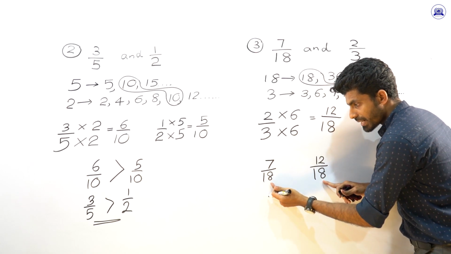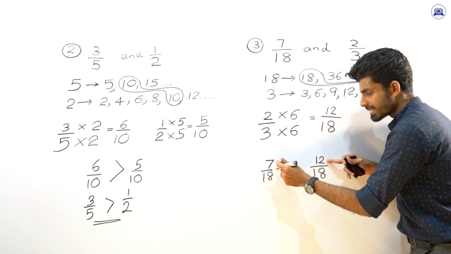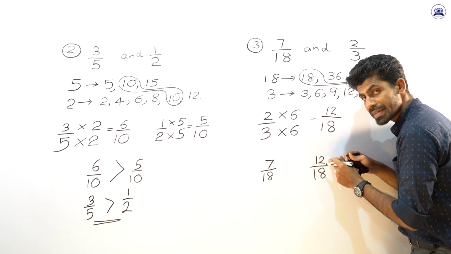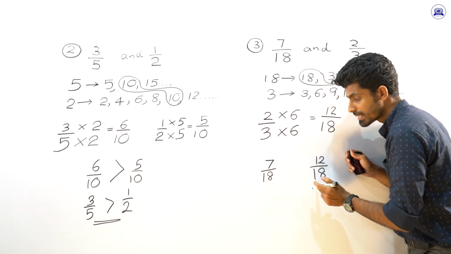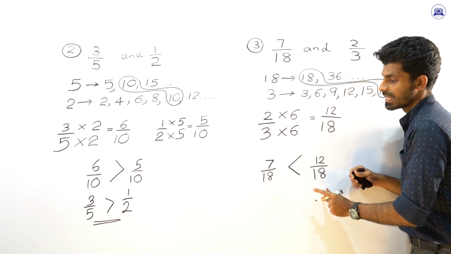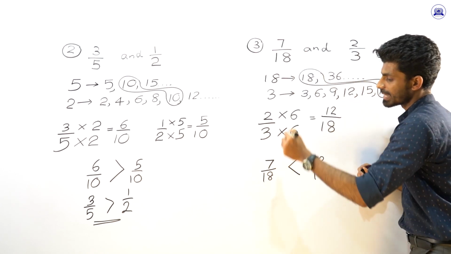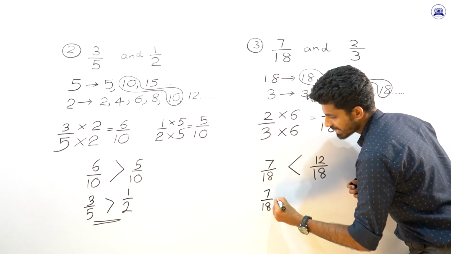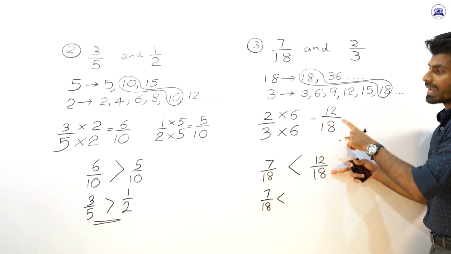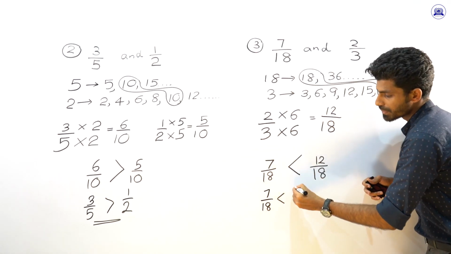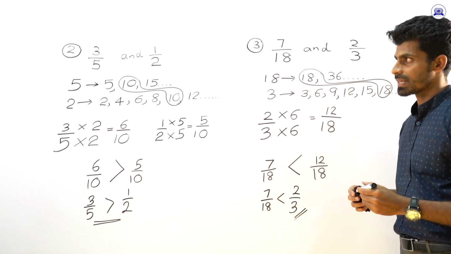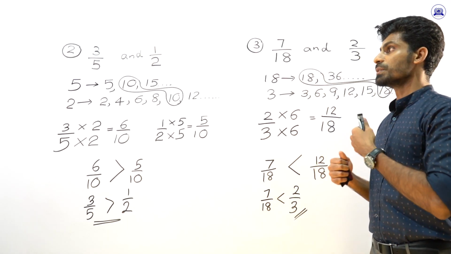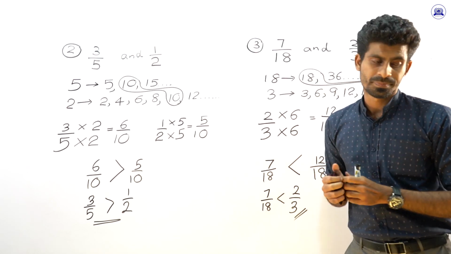Look at the same denominator, look at the numerator. This one is the largest numerator. Because of that reason, this one is the largest fraction. 7 over 18 is that value, it doesn't matter. 12 over 18 means 2 over 3. 2 over 3. Right?